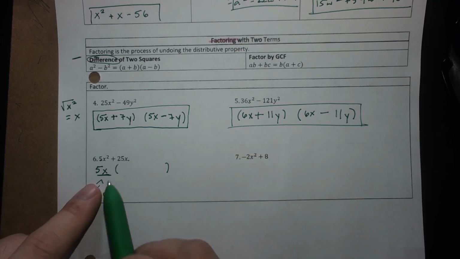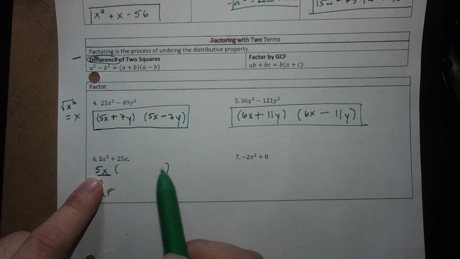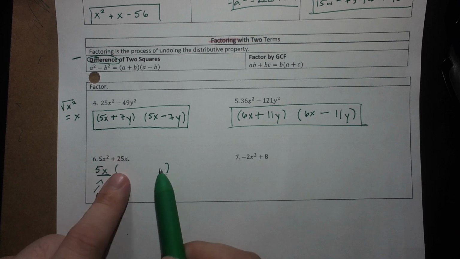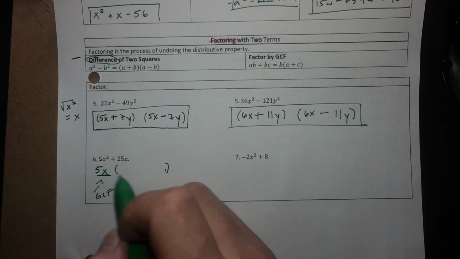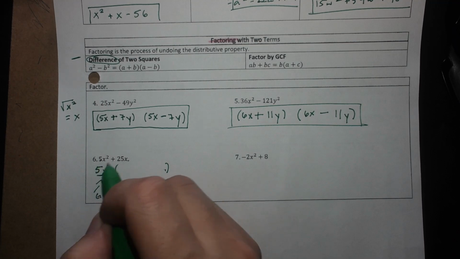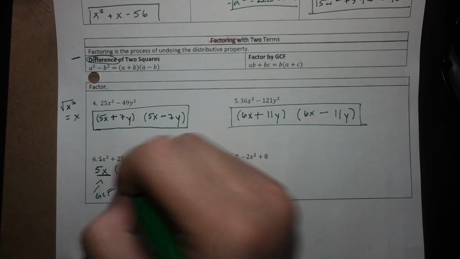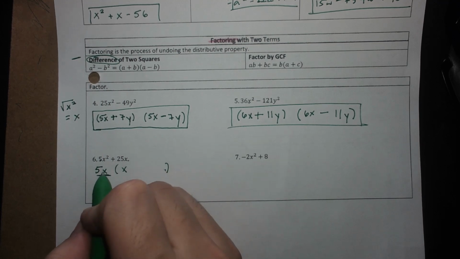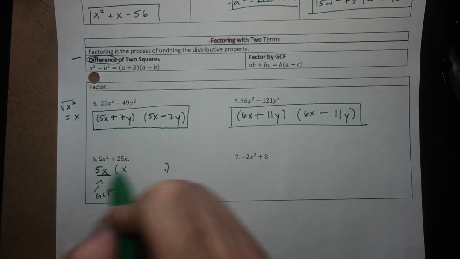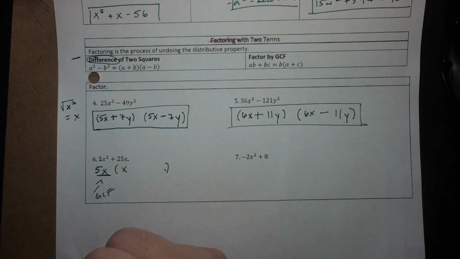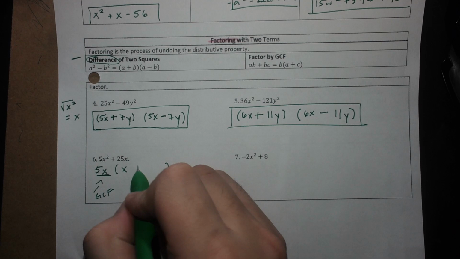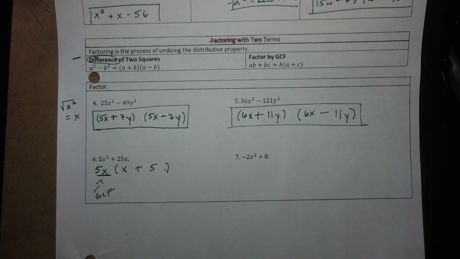So it's going to be 5x, and then I need to go ahead and put stuff here. So 5x times what will give you 5x squared? That's going to be x. Now, do that again. 5x times what this time will give you 25x? It's positive 5. And you're done.